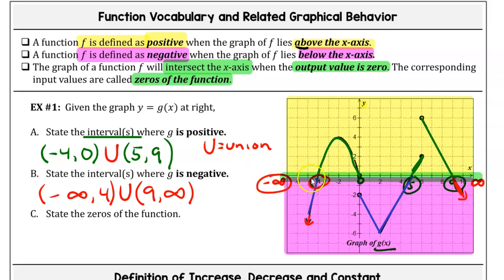Right? So what are the zeros? Where does it actually cross? So that would be right here at negative 4, at 0, x equals 0, at x equals 5, and at x equals 9. You can say x equals, and it's a set of numbers, so I'm going to put it in a set, which is a curly bracket. So I have negative 4 is the first one, then 0, and then 5, and then 9.